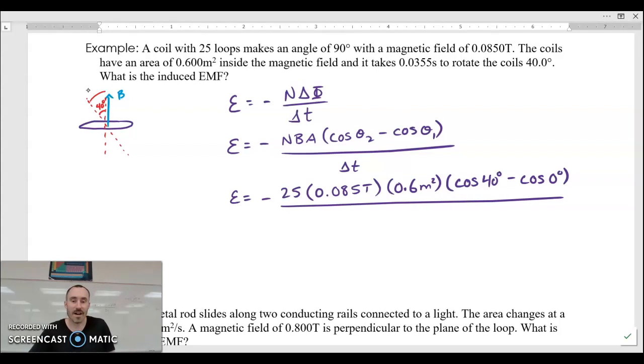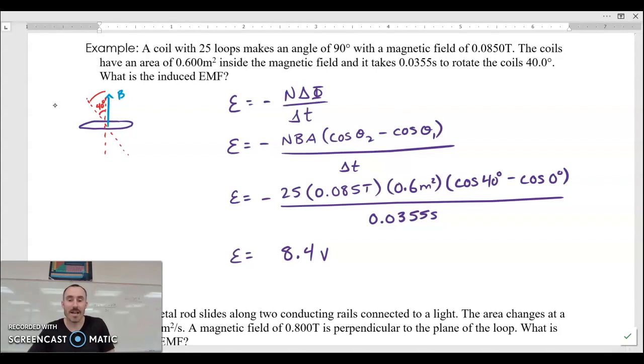And all of that's divided by the time that it took to do that, which was 0.0355 seconds. Okay, make sure that your calculator is in degrees and not radians, otherwise you will get a different answer. So you should get, try this yourself, you should get 8.4 volts. And that voltage works out to be positive.